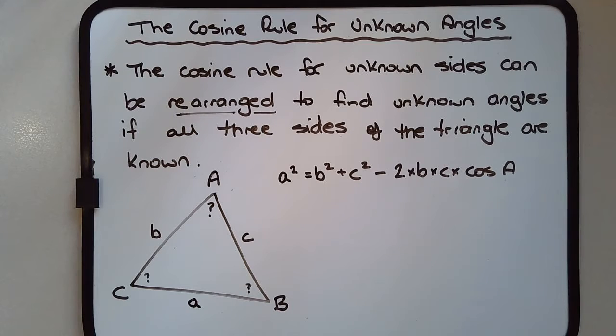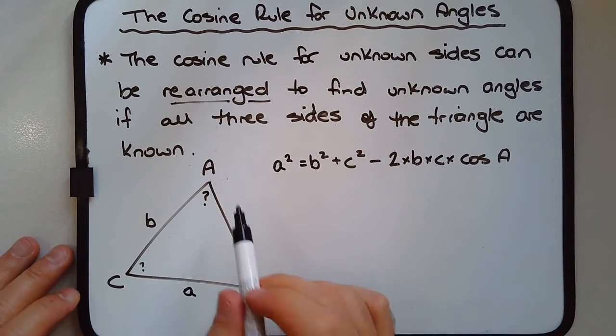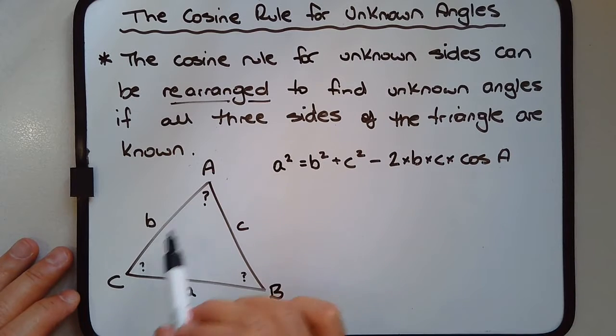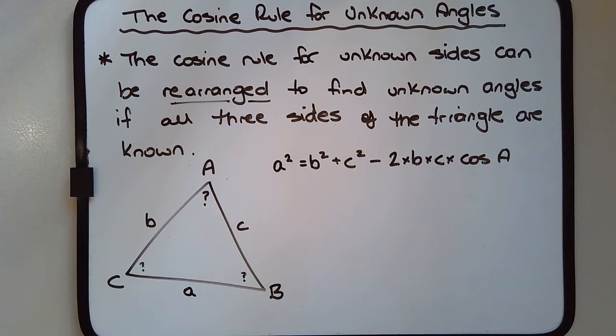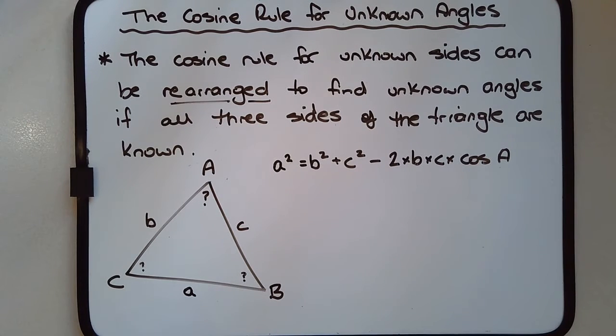The cosine rule for unknown sides can be rearranged to find unknown angles if all three sides of the triangle are known. I've just drawn a diagram here, so just draw your attention to that. There's triangle ABC. None of the angles are given. They're not known, so we can't do anything at the moment. However, we do know all three sides. Now, if all three sides are given, we can rearrange the cosine rule to make cos of A the subject.